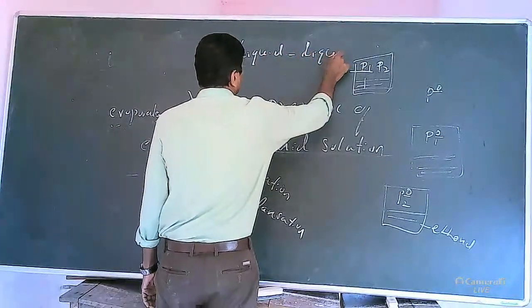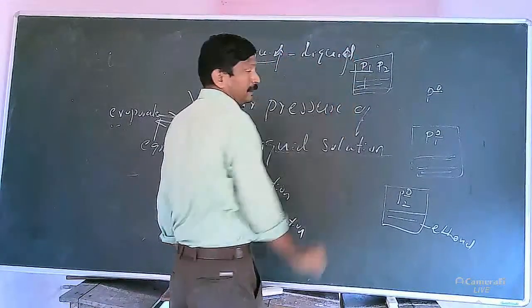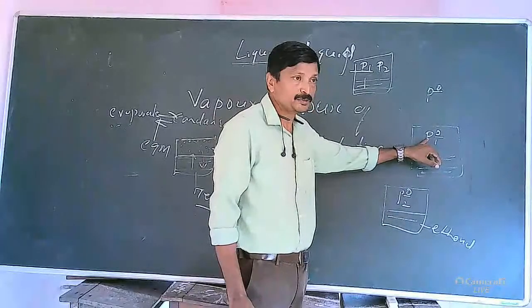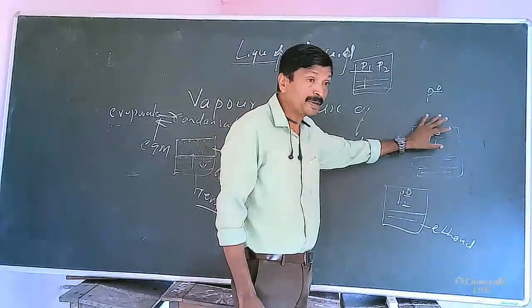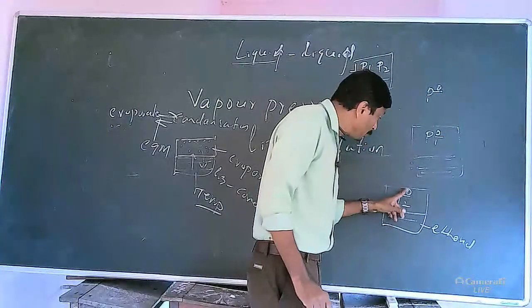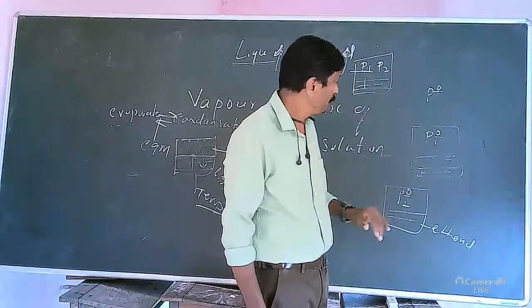Liquid solute and liquid solvent, both are volatile. The vapor pressure of the first liquid is called the vapor pressure of the pure solvent, P01. You have to remember this term, otherwise you will confuse it later. P02 means the vapor pressure of the pure component 2.